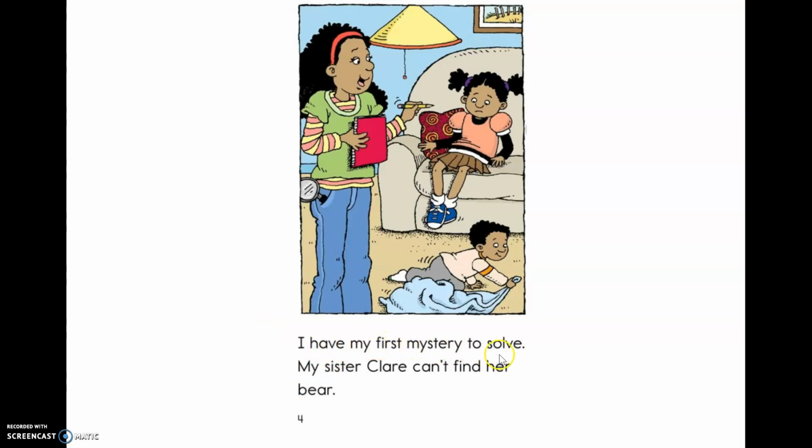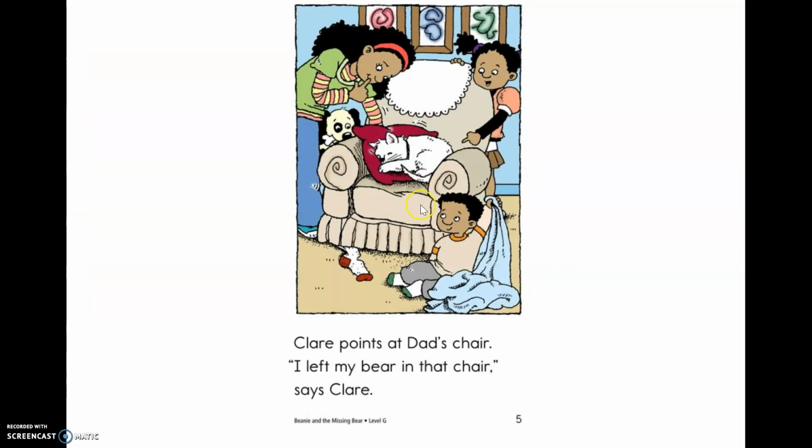I have my first mystery to solve. My sister Claire can't find her bear. So let's see. That's Beanie, that's Claire, and there's another character. We don't know his name yet. So let's see if we find out what his name is. Claire points at Dad's chair. I left my bear in that chair, says Claire.